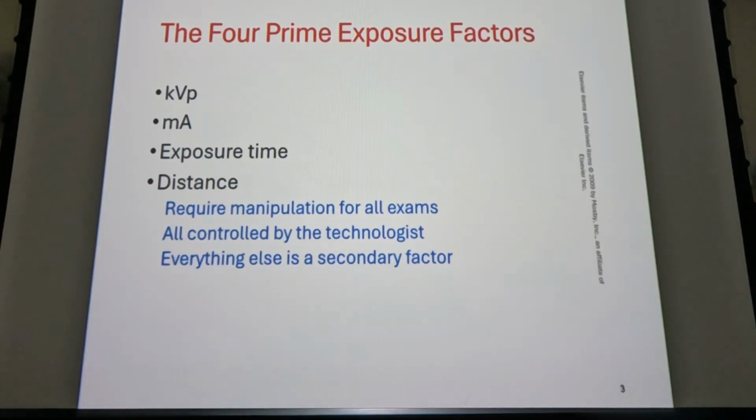Each one of those requires manipulation for all the exams. Most of the time your machines are going to want you to shoot at a specific distance. That's your preferred detent, but you still have to select that, right? So either 40 inches or 72 inches. All are controlled by the technologist. Even if you don't specifically set the KVP, the MA, and the time, you do select the exam type on what we refer to as automatically programmed radiography, and that is where you select the exam type and it sets your KVP and your mass, and then everything else is a secondary factor.